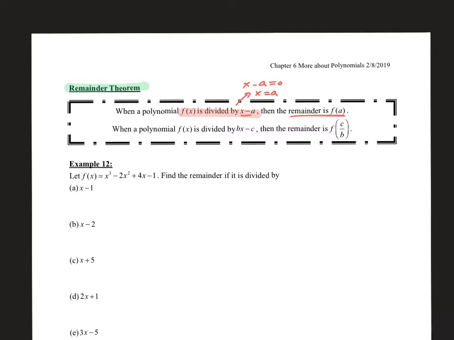And then the other situation would be when you have division by bx minus c, and now you have a rough work here. bx minus c is 0, bx is c, that means x is c over b, and it is your choice of substitution. And the remainder can be obtained by f(c/b).